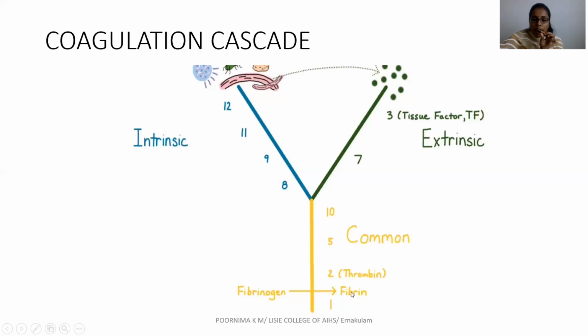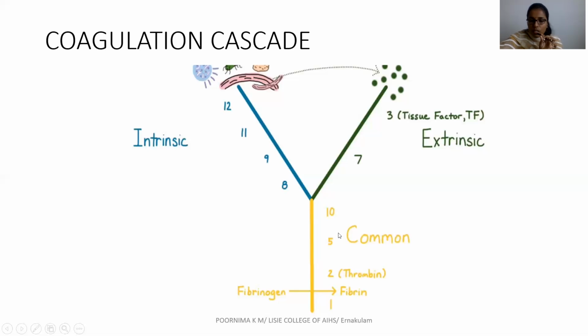So finally a clot has formed. So the bleeding got arrested. Okay. So these are the main factors which are involved in the intrinsic pathway from 12 to 8, and from 10 to 1 coming under the common pathway. So here by using the APTT test, we are checking whether there are any deficiencies of coagulation factors involved in the intrinsic pathway, that is factor 12, 11, 9, 8, factor 10, 5, 2 and 1 along with calcium.